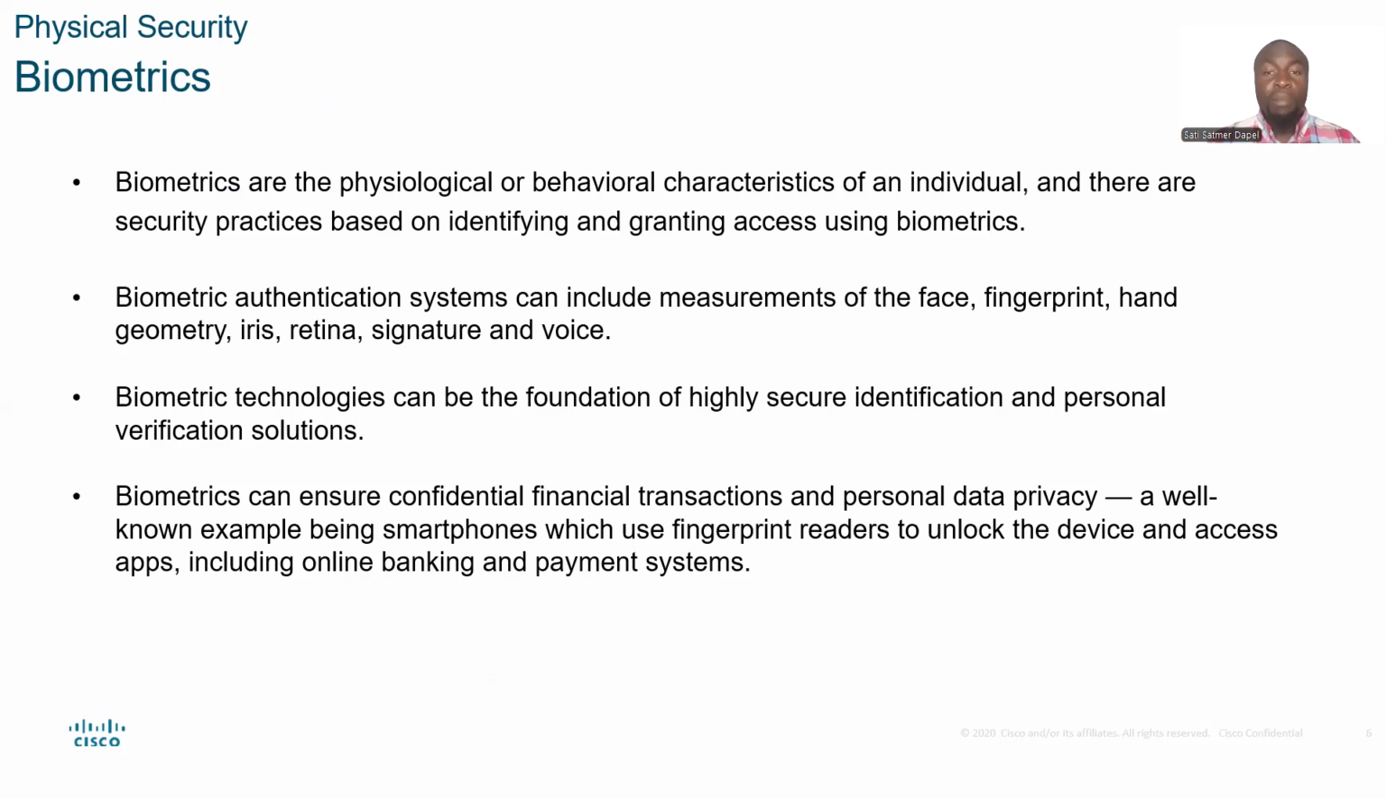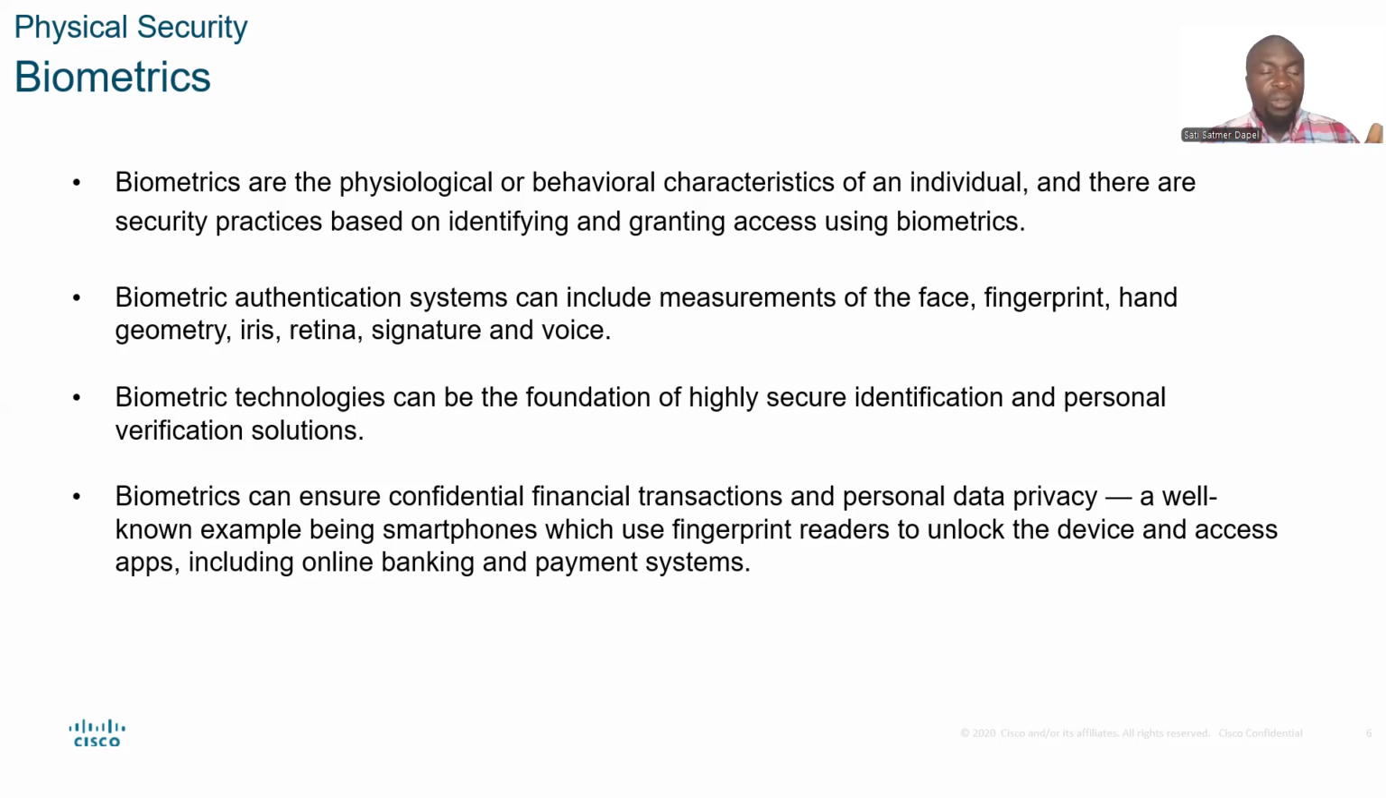The second one is biometrics. Biometrics are physiological or behavioral characteristics of an individual, and there are security practices based on identifying and granting access using biometrics. So a biometric authentication system could include measurement of the face, maybe your face like this, and then maybe fingerprint or hand geometry, iris, retina, signature, or voice. All these are security measures that could be used to verify that you are who you say you are.